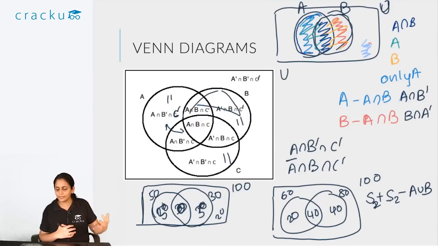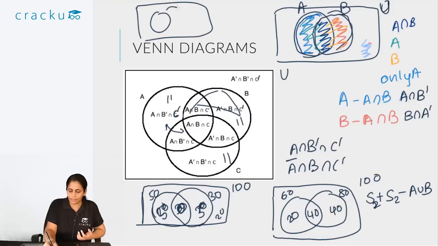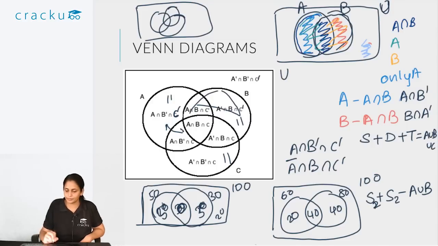Now in the case of 3 set Venn diagrams, it kind of gets complicated. So instead of drawing that out, we can use simple equations. So what we do is we say this is the 3 set Venn diagram. All the elements that are part of only one set, I'll say are part of S, part of exactly 2 sets are part of D, and part of exactly 3 sets are T. So S plus D plus T is equal to A union B union C. These are sets A, B, C, say.